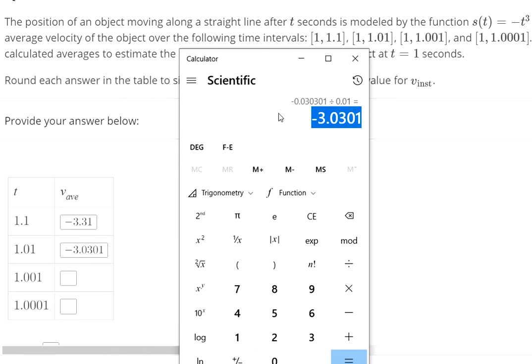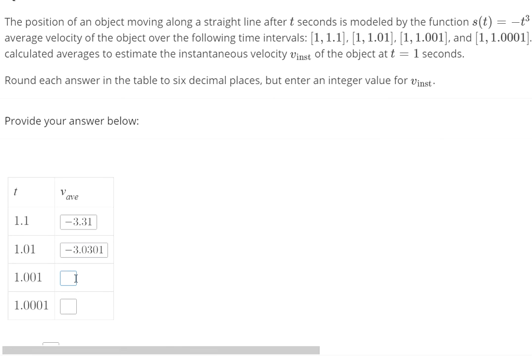Just to finish it out, 1.001 to the third power, that's negative, subtract that by 5, and then we subtract that by negative 6, and divide that by 0.001. So the decimals will probably be important in this one. 6 decimal places. So 1, 2, 3, 4, 5, 6. I'm going to cut that one off because I said 6 decimal places.